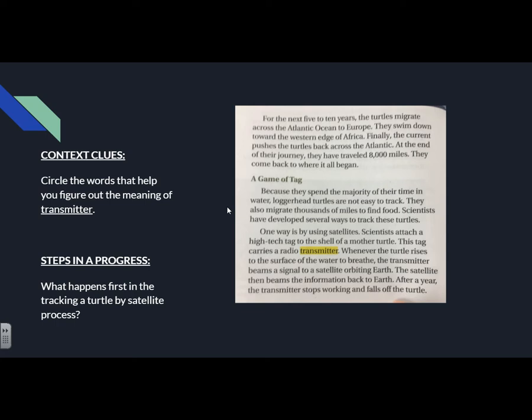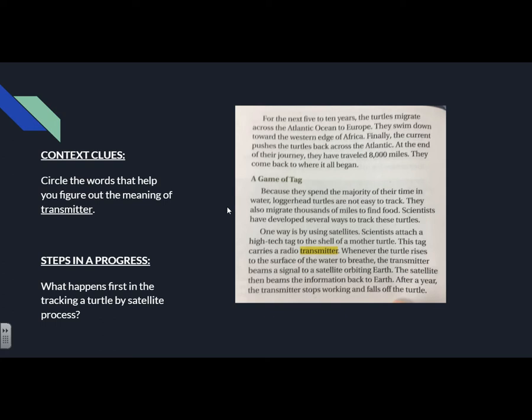A game of tag. Because they spend the majority of their time in water, loggerhead turtles are not easy to track. They also migrate thousands of miles to find food. Scientists have developed several ways to track these turtles. One way is by using satellites. Scientists attach a high-tech tag to the shell of the mother turtle. This tag carries a radio transmitter. When the turtle rises to the surface of the water to breathe, the transmitter beams a signal to the satellite orbiting Earth. The satellite then beams the information back to Earth. After a year, the transmitter stops working and falls off the turtle.